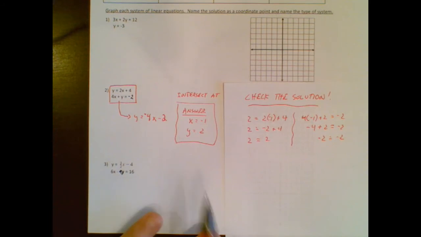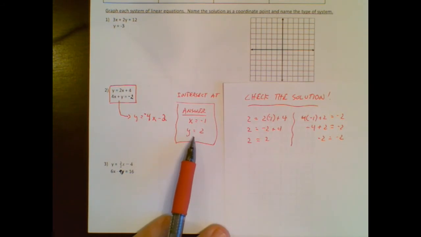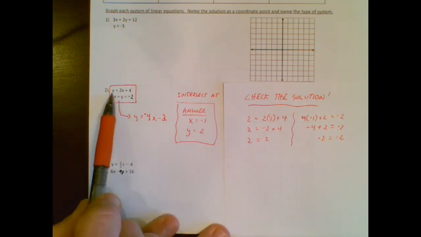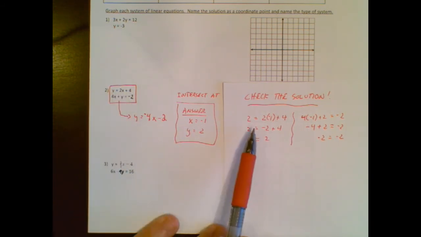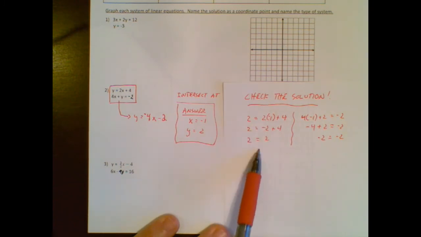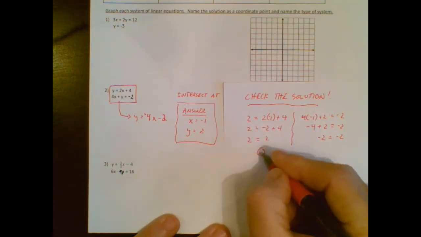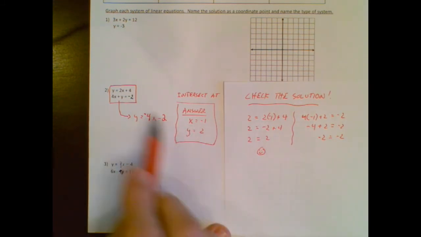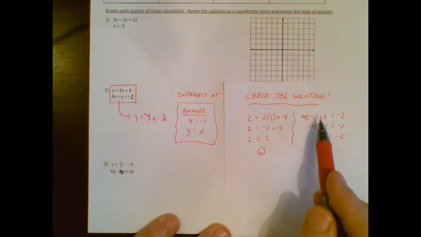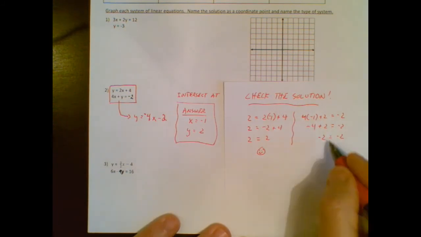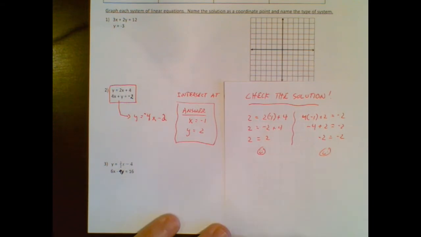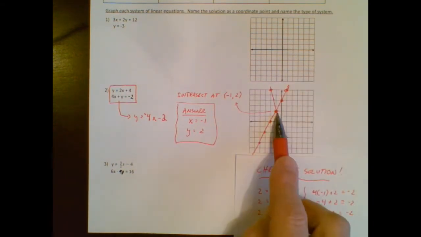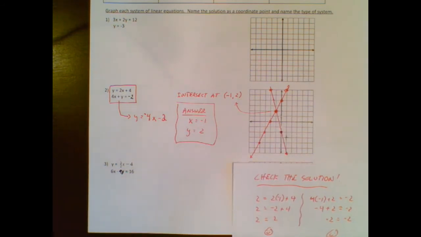Just for review's sake, if I wanted to make sure that this really was a solution to that system, I take the x and the y and I plug it into the first equation. So there's my y, there's my x. I work it out and I get a true result, but it has to work in both equations. So I take my x and my y and I plug it into the second equation. There's my x, there's my y, and I work it out and I get a true result. That confirms that this is my answer that I got from finding the intersection point of those two graphs.